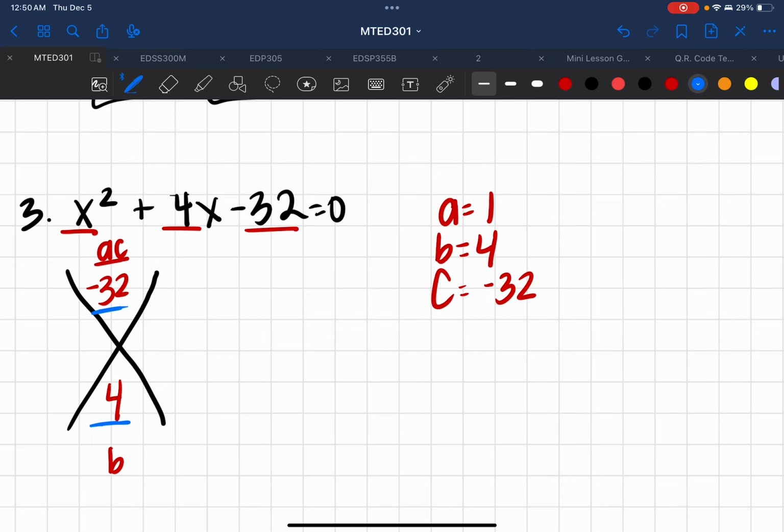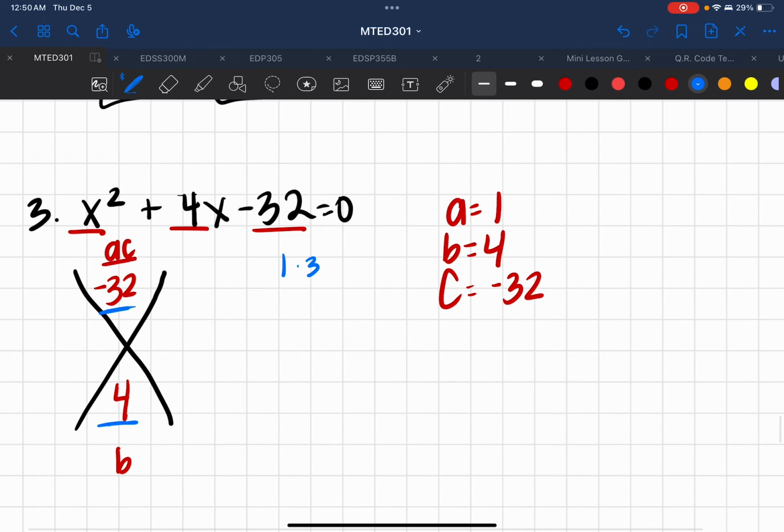We have 2 times 16. We have 4 times 8. I'm looking at all these numbers, and I'm thinking that maybe 4 times 8 is going to work. We need to get negative 32 when we multiply. So one of these numbers is going to have to be negative, and they also have to give us a positive 4. So I'm thinking negative 4 and a positive 8.